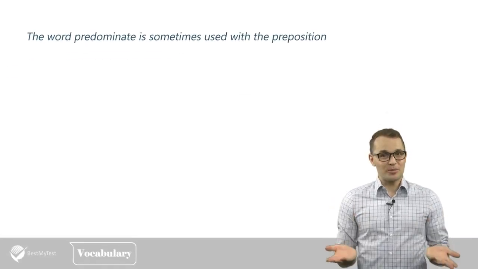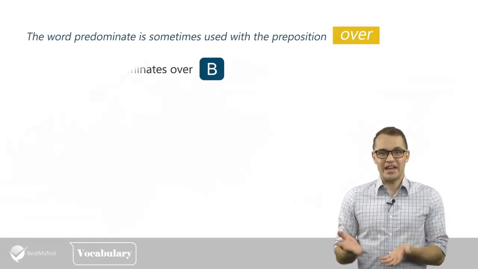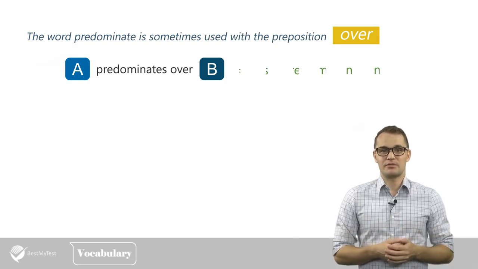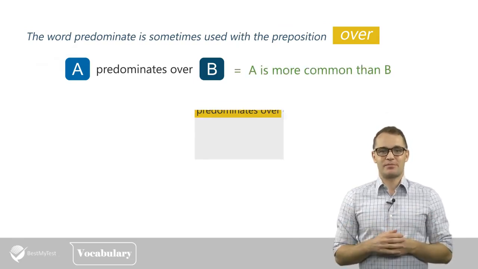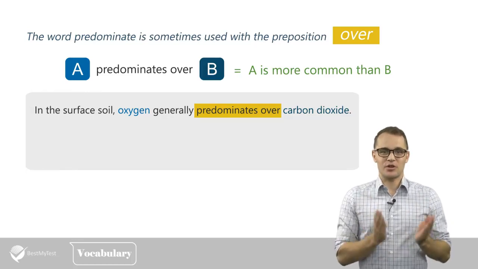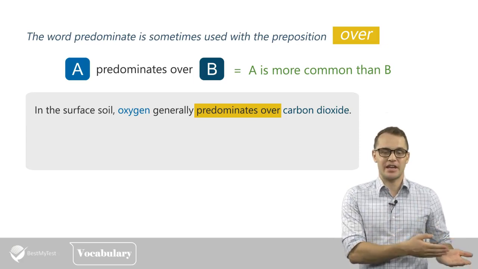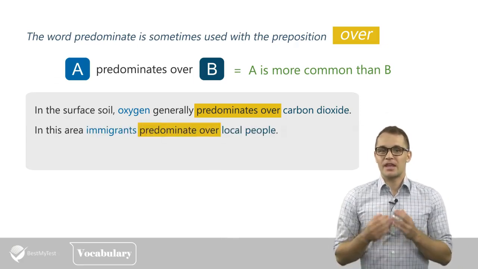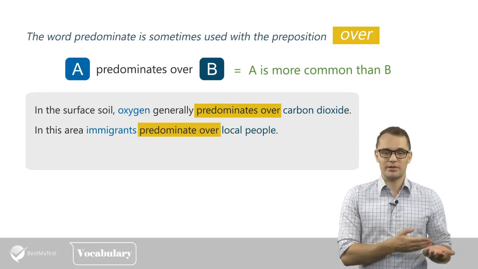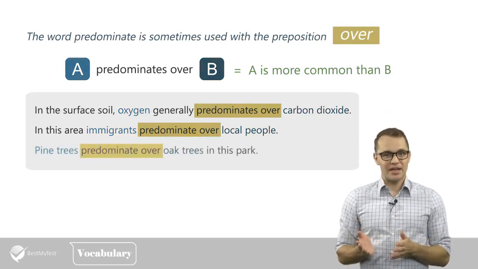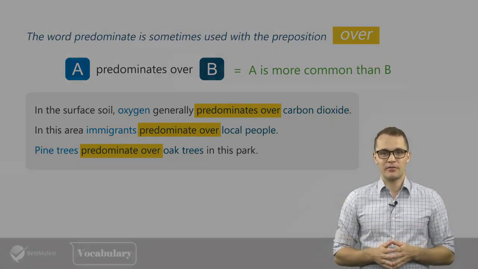The word predominate is sometimes used with the preposition over as well. So when A predominates over B, it means that A is more common than B. Let's look at the following examples. In the surface soil, oxygen generally predominates over carbon dioxide. In this area, immigrants predominate over local people. Pine trees predominate over oak trees in this park.